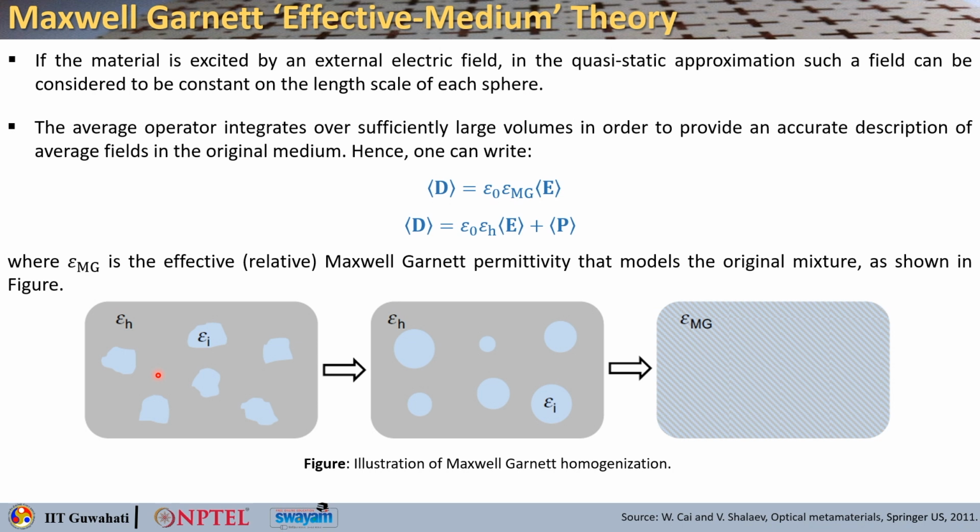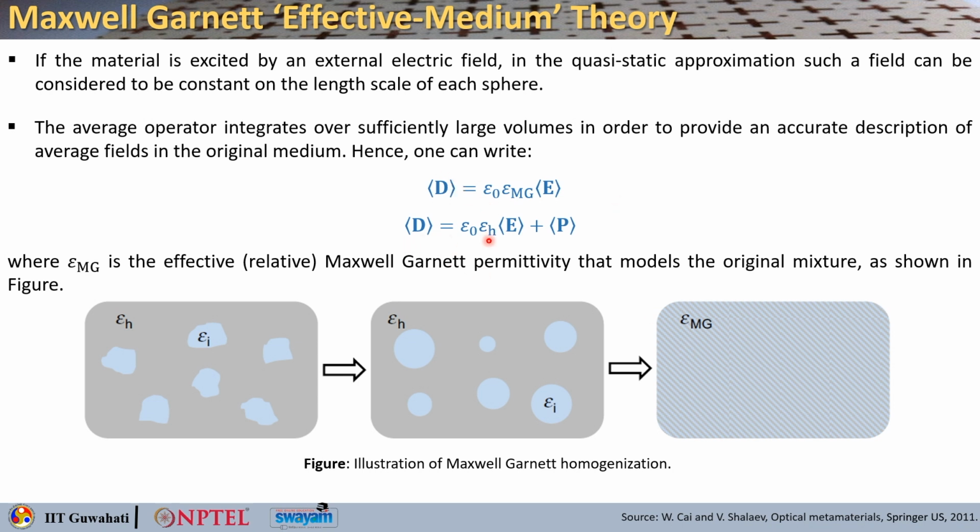So, what is this? You have already seen that this is the scenario where you can apply the Maxwell-Garnett approximation, that you have some inclusions which are again sub-wavelength in size. They are put within this host medium which has a permittivity of epsilon h. The permittivity of the inclusions is given as epsilon i. You can assume them to be sub-wavelength spheres, and then finally you can obtain an effective medium which has a permittivity of epsilon mg.